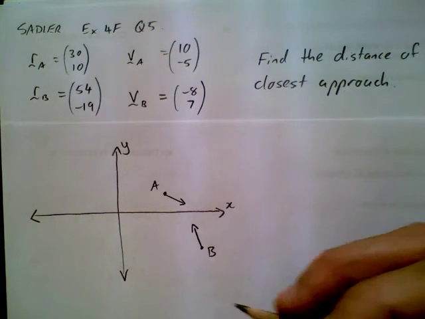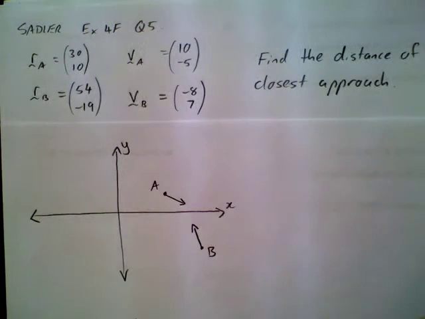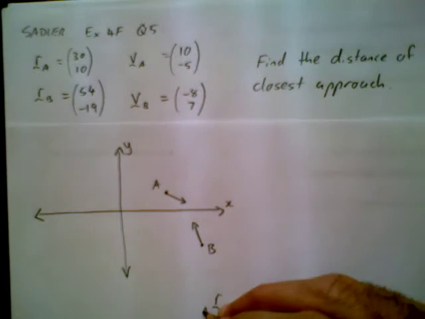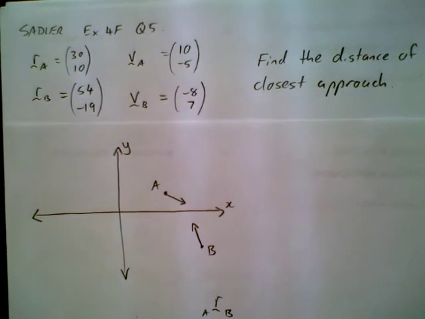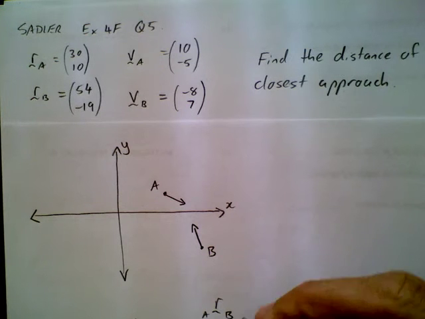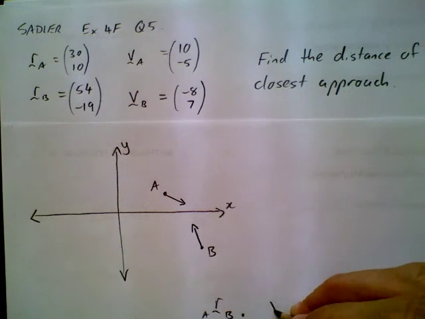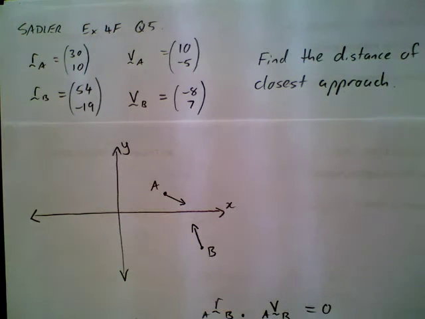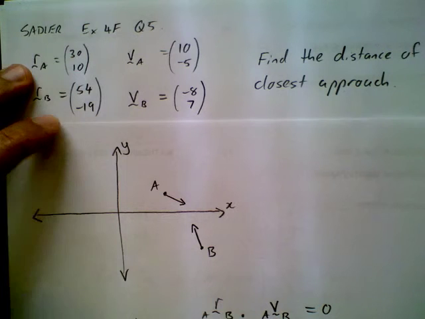So the technique we're going to use is the scalar product method, and effectively what we require is for the displacement of particle A relative to B, scalar product with the velocity of A relative to B to be equal to 0. If we can solve that for t, we can find that time of closest approach, and then from there work out the distance of closest approach.